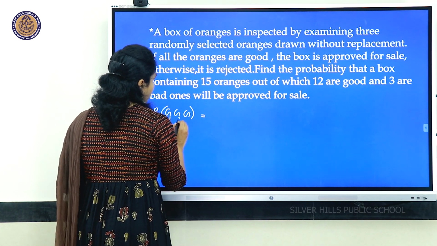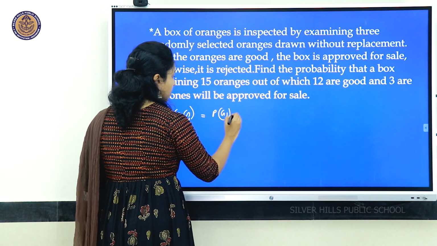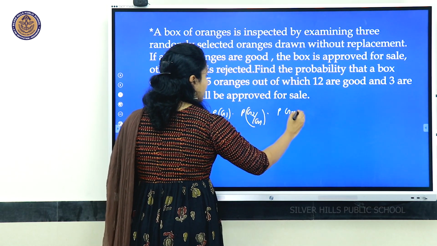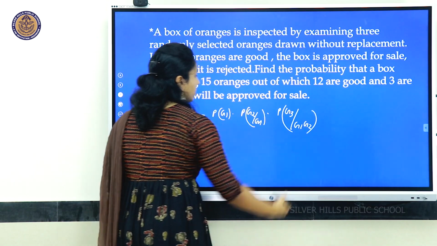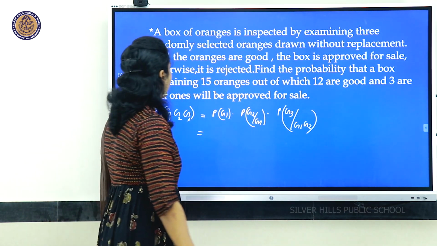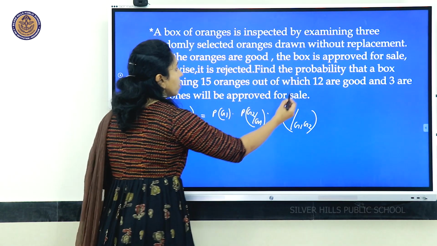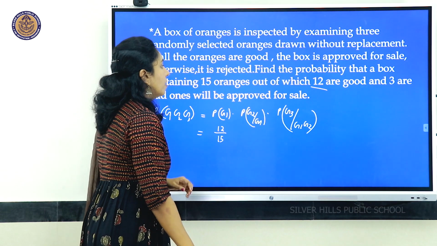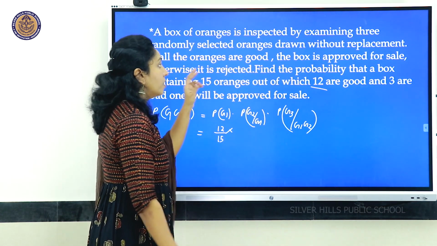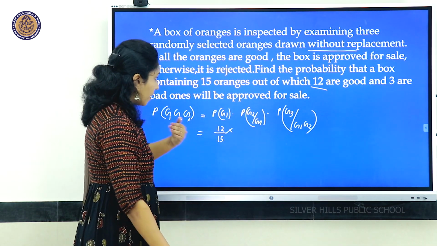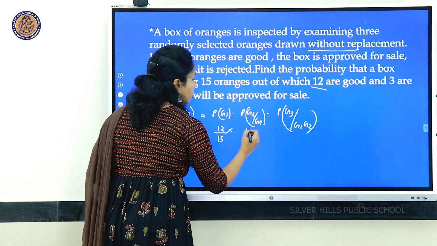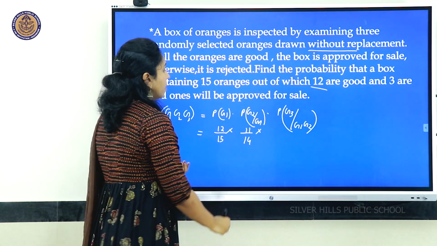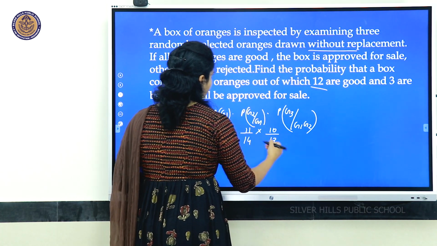If I write 1, 2, 3, I can write probability of first into probability of second given the first one has occurred, into probability of third given the first 2 have taken place. Now, what is the probability of getting a good one? It is 12 by 15. 12 good ones are there out of total 15, isn't it? So, 12 by 15 into, it is without replacement, so we are not keeping it back. Again getting a good one, there is a change: 12 becomes 11, 14, into. Again getting a good one means it becomes 10 divided by 13.